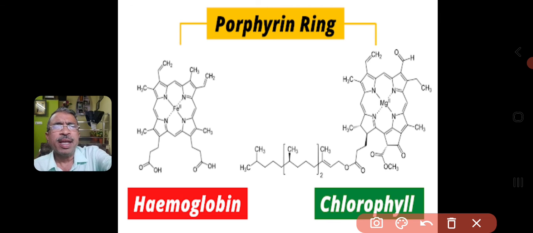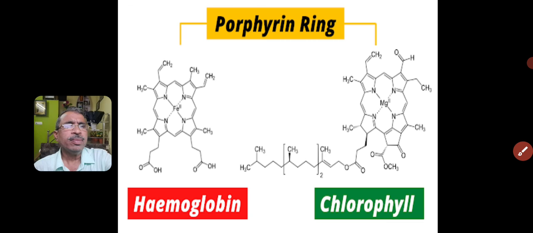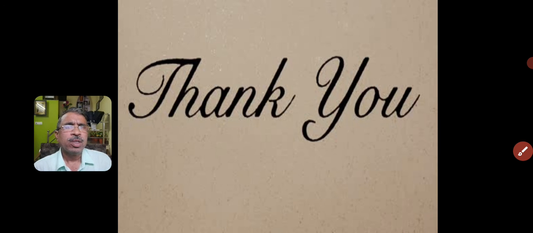So we have the A, B, C, D pyrrole rings, which I have explained earlier also. Those things you try to remember in the hemoglobin structure and chlorophyll structure. Keep these two structures side by side and try to understand the similarities and the differences. Students, go through these aspects and try to learn.